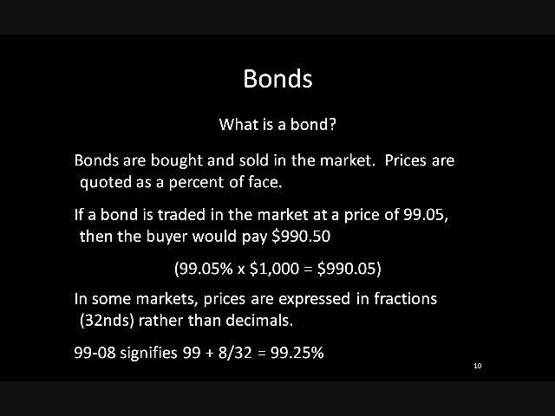In some markets, and I would actually venture to say most markets, the prices are expressed in fractions rather than decimals. And the convention is to quote the price in 32nds. So if the price is quoted as 99-08, that means 99 and 8/32, or 99.25%.